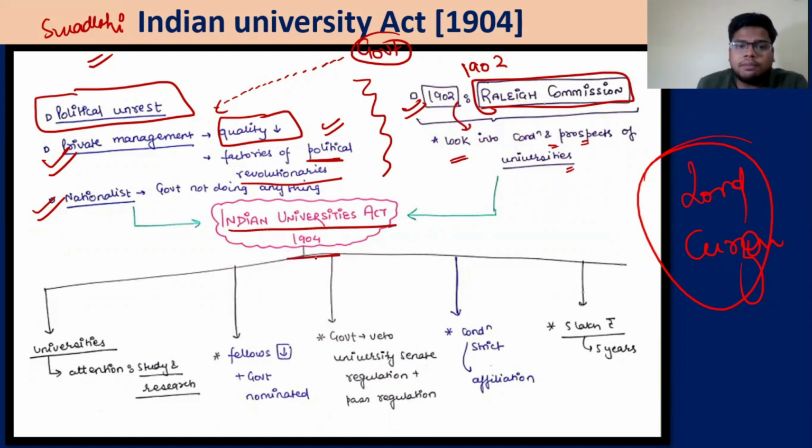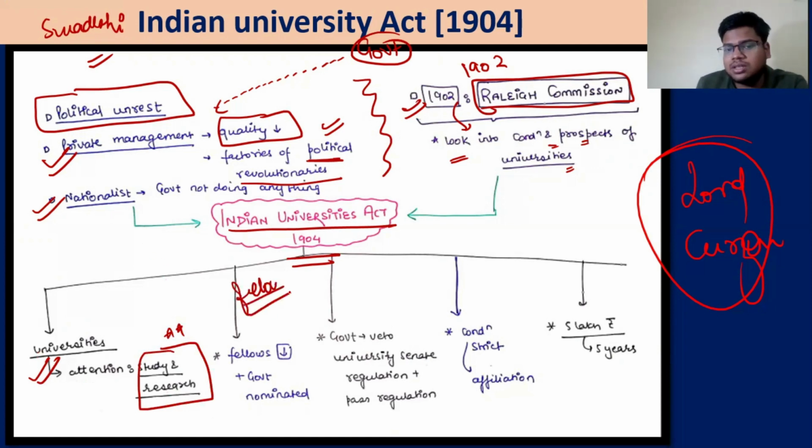Then on the basis of the recommendation of this committee, this act was created, that is the Indian Universities Act of 1904. Some of the dimensions: the idea is very easy, that we want to increase our control on the universities. We will not let you get a lot of freedom. This is not done, that kind of thing. So the universities' attention should be more on studies and research. The fellows given in the universities, fellow means the money, research fellows and everything, the government said that we will decrease the number of fellows.